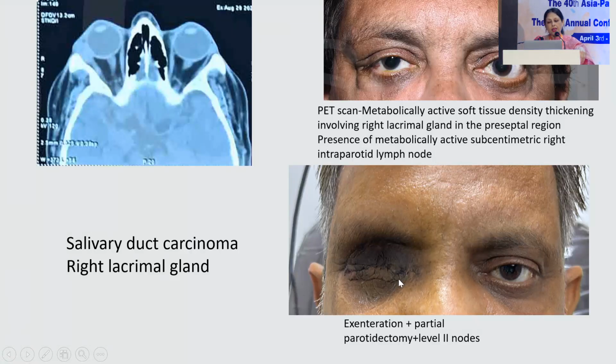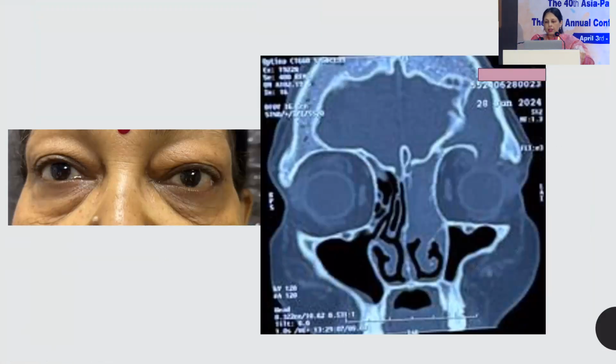Already the mass had extended into the periorbital, the perilacrimal gland area. So I performed an excision along with the help of my colleagues at Rajiv Gandhi. We did a lymph node dissection and a partial parotidectomy, and then the patient was subjected to radiotherapy. So every patient has to be dealt with separately, and a plan has to be made.